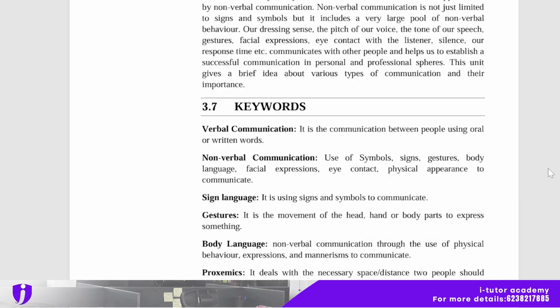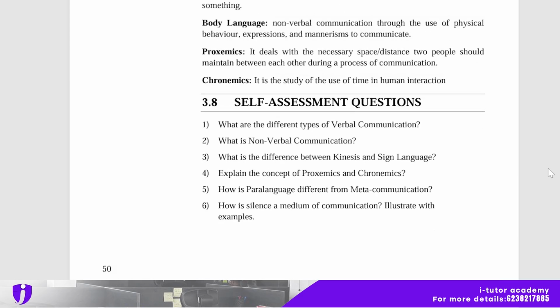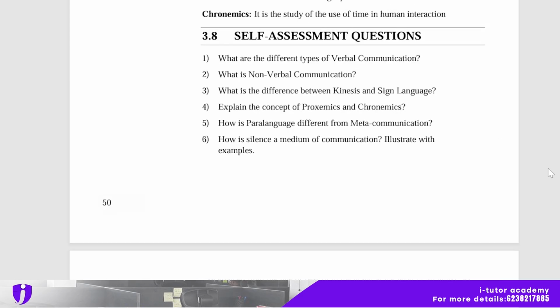Okay, so the keyword section is here, and the self-assessment questions are also here in this unit. Six questions are here. You just try to do them. It will help you for your term-end examination. What are the different types of verbal communication? It's a direct question. What is non-verbal communication? What is the difference between kinesics and sign language? Explain the concept of proxemics and chronemics, and how is paralanguage different from metacommunication? How is silence a medium of communication? Illustrate with an example. So six self-assessment questions are here. You just try to do them. It will help you for your examination, and also you just do your assignment parallelly.